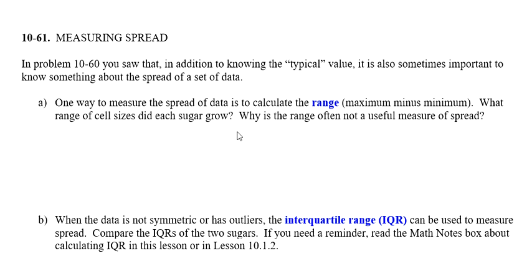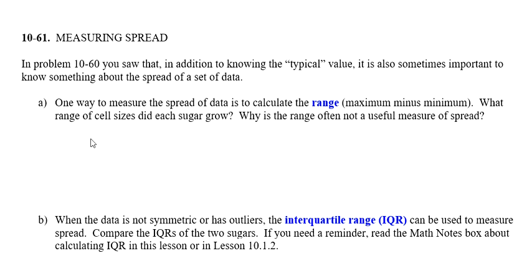The next thing you're going to have to do is we'll move on to measuring spread. In problem 1060, you saw that in addition to the typical value, it's also important sometimes to know something about the spread of the set of data. So how much does it move away from what's typical? One way to measure the spread of data is called the range, and that's just the maximum value in the data set minus the minimum. What range of cell sizes did each sugar grow? Why is the range often not useful as a measure of spread? So you might want to look at that.